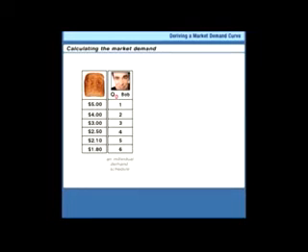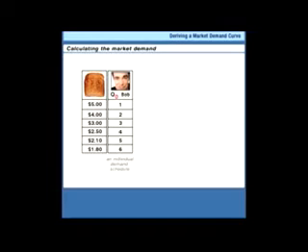Let's start with our schedule showing how much bread a particular household will demand at different prices. Let's say that we have Bob here, and these numbers represent the quantity of bread that Bob is willing and able to purchase as the price of bread varies.